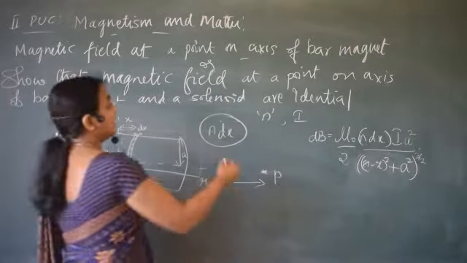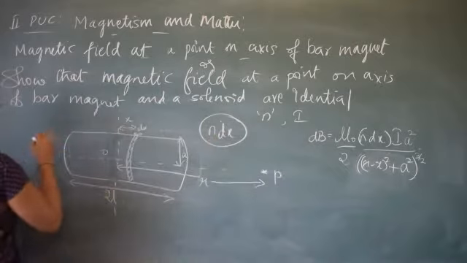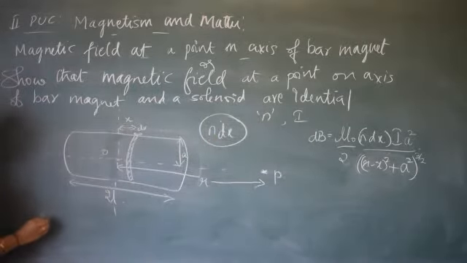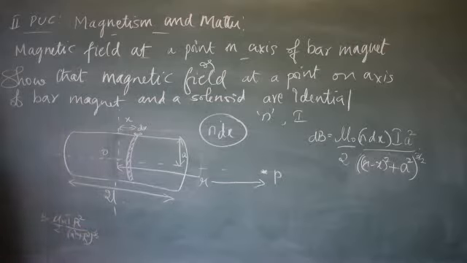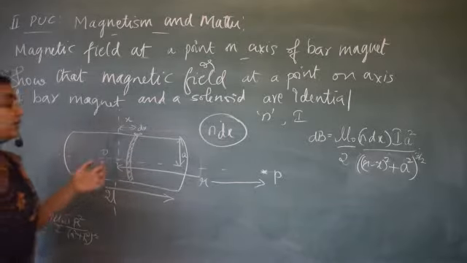Or see the original formula. What was the original formula? dB is equal to mu naught by 2 I r square by x square plus r square, or r square plus x square to the power 3 by 2. If there are n number of turns, into n. See here what we have done.